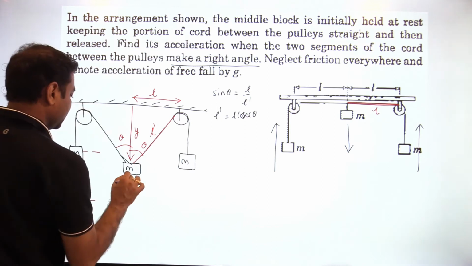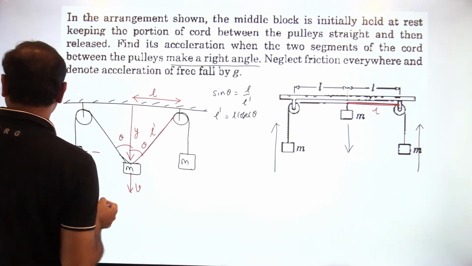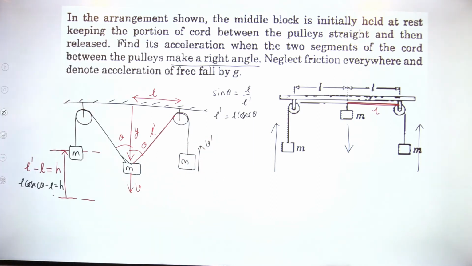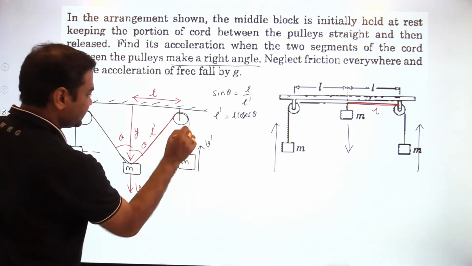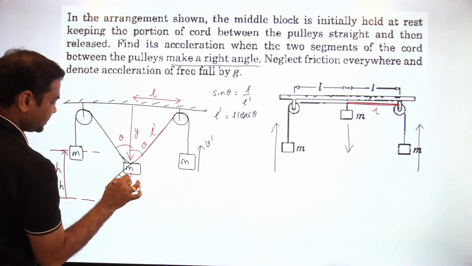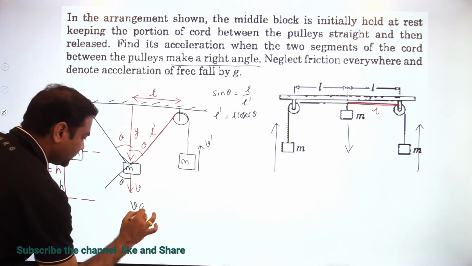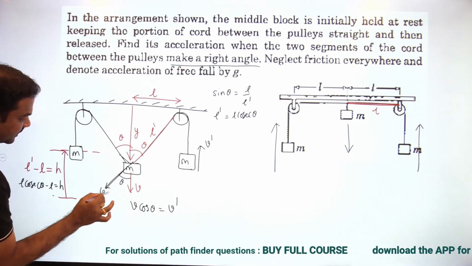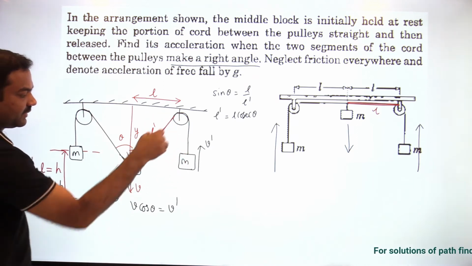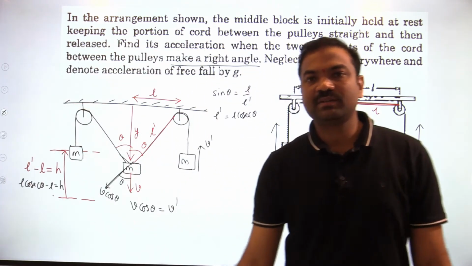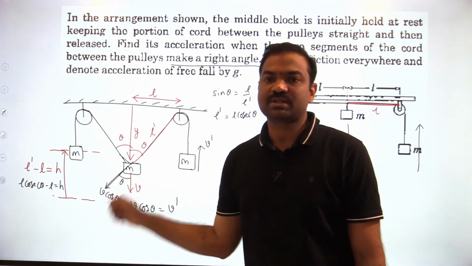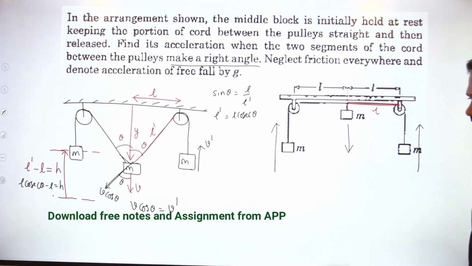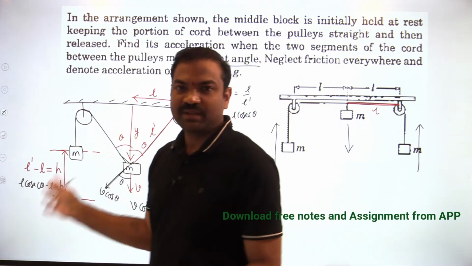Okay. So let us say that this has the velocity v downward, okay? And these have the velocities v dash upward. Then what is the relation? If this is v dash upward, then this angle is theta. Then I can write v cos theta should be equal to v dash. See, the component is v cos theta, so v cos theta will be equal to v dash. So every point of the string will have the same velocity. I am just using the velocity constraint. Okay. Got it clear?